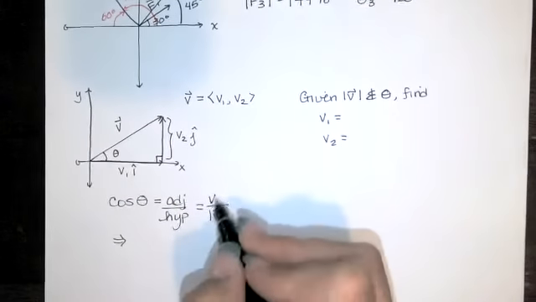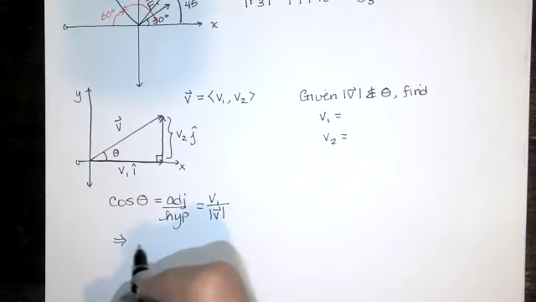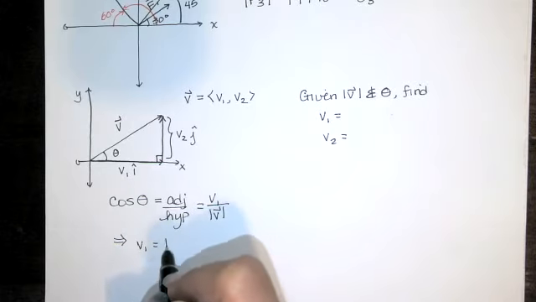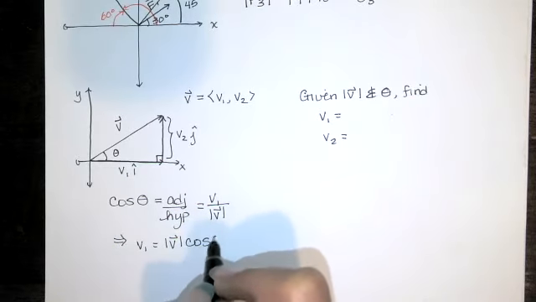So that means if I want to solve for V1, the adjacent side is the magnitude of V times cosine of theta.